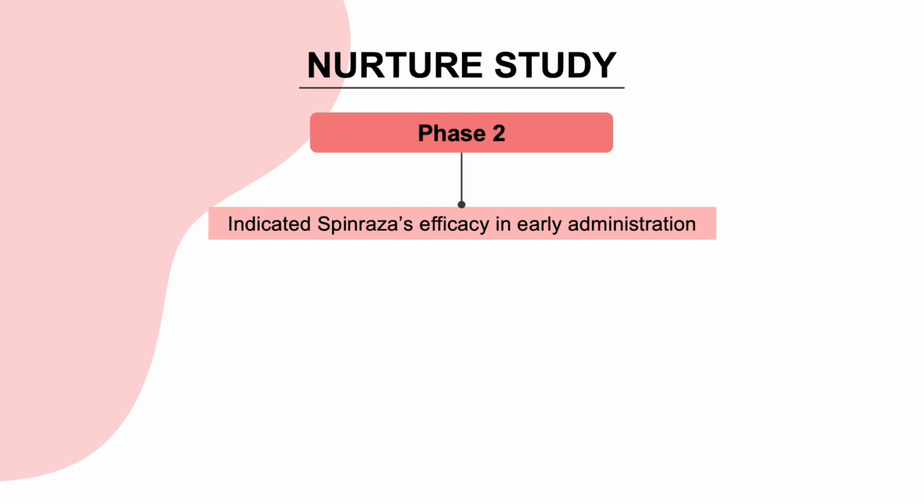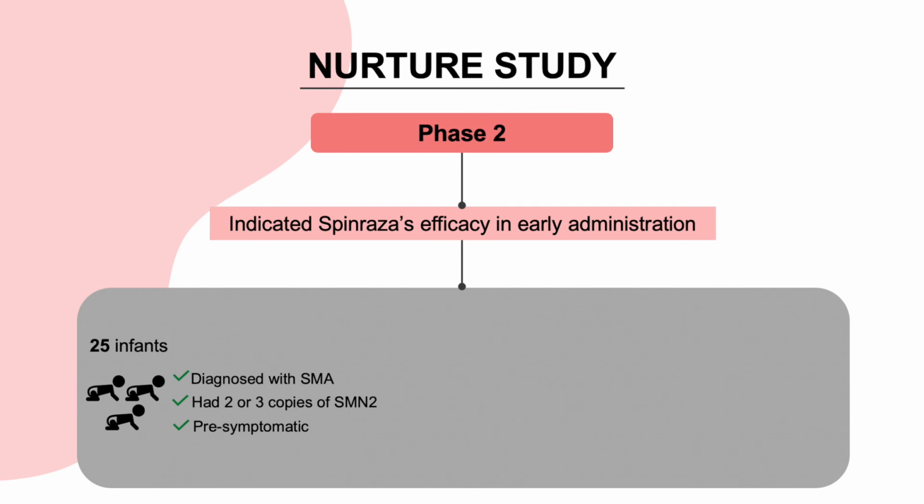An ongoing Phase 2 NURTURE clinical trial has preliminary results indicating Spinraza's efficacy when administered early on, before symptoms occur. A total of 25 subjects genetically diagnosed with SMA, with either 2 or 3 copies of SMN2, were administered Spinraza during pre-symptomatic infancy.